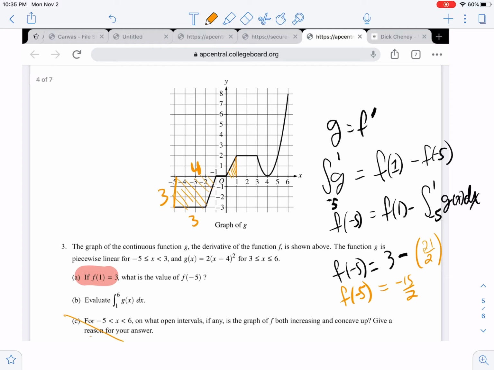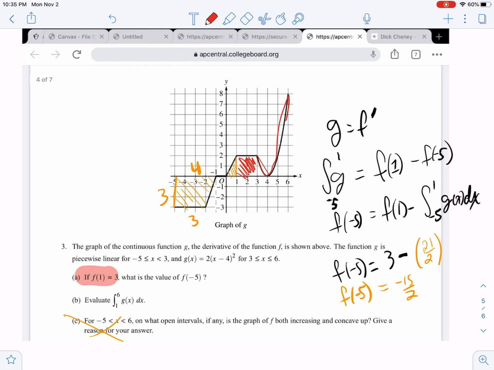Oh, we can skip C, don't care about C. We want to evaluate the integral from 1 to 6 of g of x. Well, that's pretty easy to do. From 1 to 3, that area is 4. That's a square of size 2 by 2. And then I need to just do here to here.